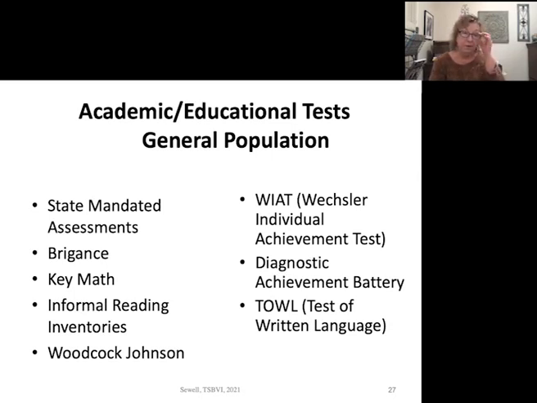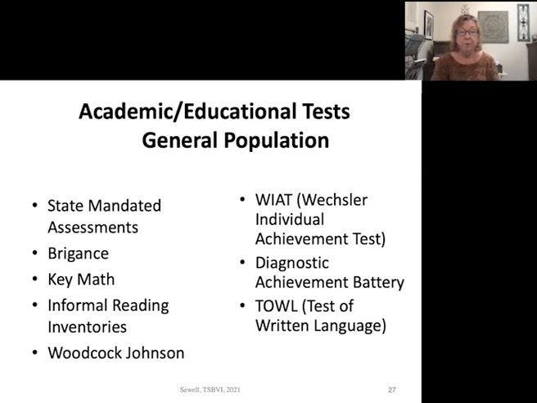Key Math is an evaluation for math skills, and it's pretty on target when I have used it in the past. It evaluates basic math skills. It also evaluates computational skills and math reasoning skills. The Key Math evaluation is available in Braille from American Printing House for the Blind.